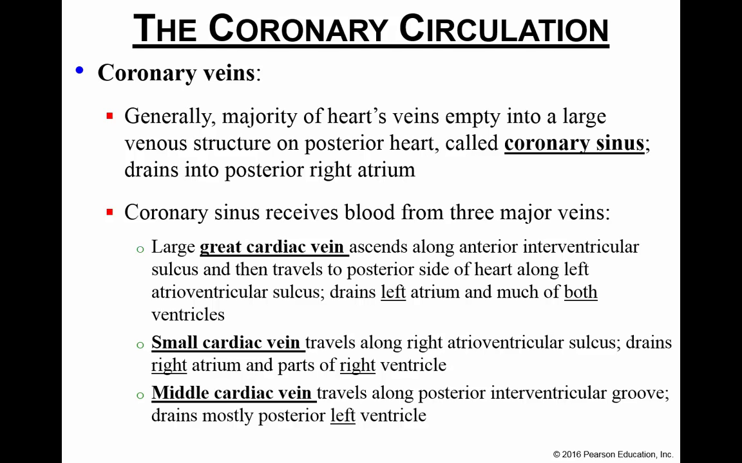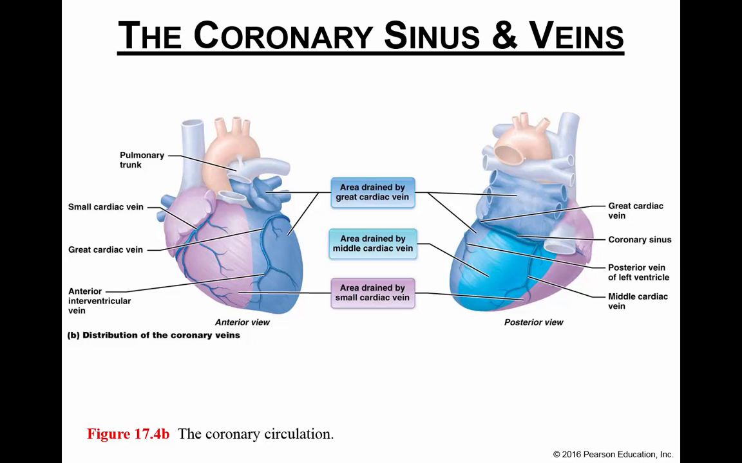The coronary sinus has blood from the great cardiac vein, the small cardiac vein, and the middle cardiac vein that empty into it. And then the coronary sinus empties into the right atrium. So you see, here's the small cardiac vein, here's the great cardiac vein, and on the back side of the heart you can see the middle cardiac vein, and they all empty into this enlarged area of this vessel called the coronary sinus, and then that empties into the right atrium of the heart.